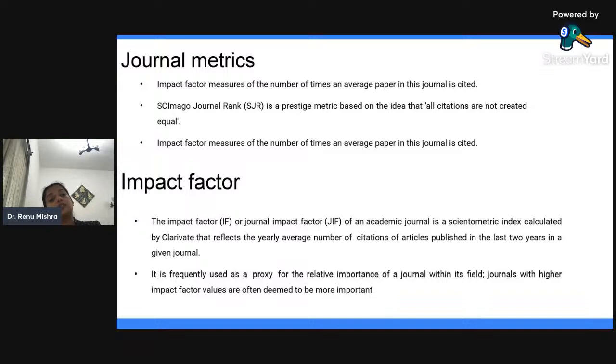Now, there are a couple of terms which you need to know when you are finalizing a journal. First is journal metrics. When you talk about the impact factor, there are a couple of things in journal metrics. Impact factor basically tells you how many times on average a paper is cited, that is, how many people have used the information or content of that paper. It is suggested to go for a journal with a high impact factor.